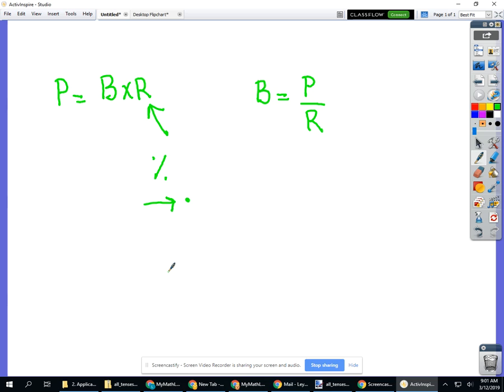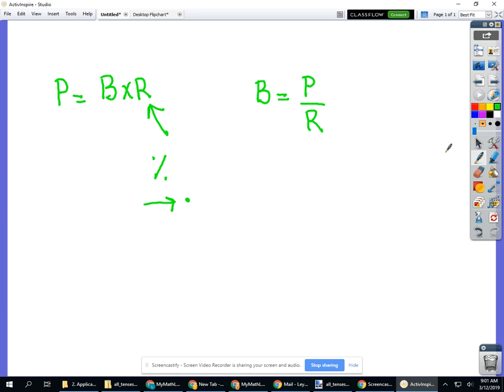Then you just decide what it is that you need. Okay? If you need the base, this is the formula you need. You divide the part, which is a small number in the problem, by the rate, which would be a percentage in the problem. That's how you recognize them. If you need the part and you have the base, then you multiply the base times rate.